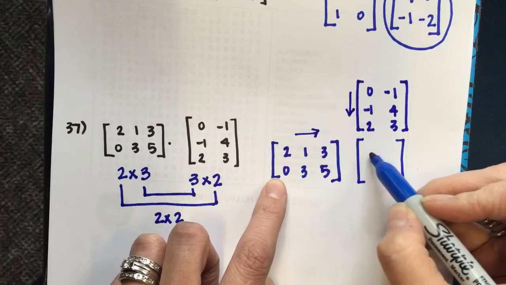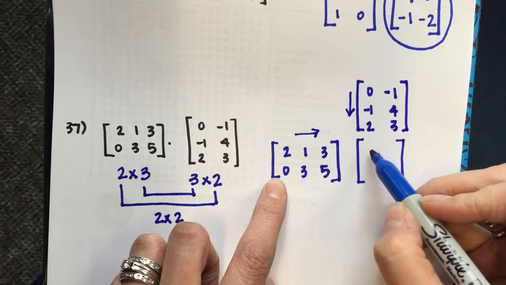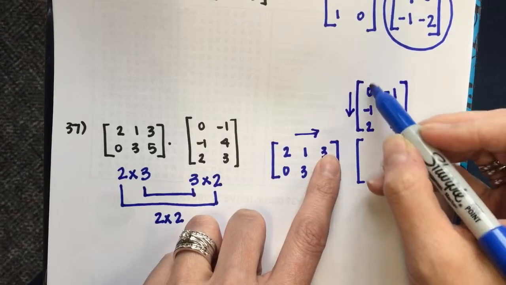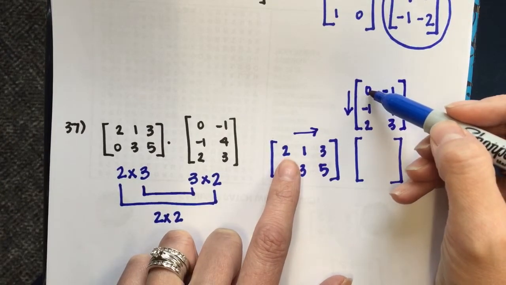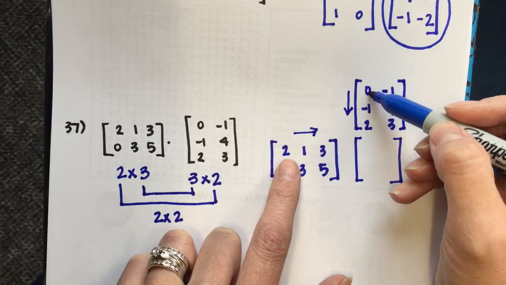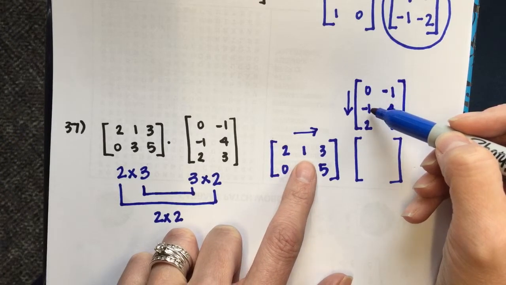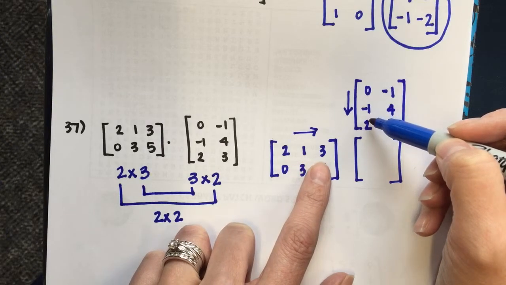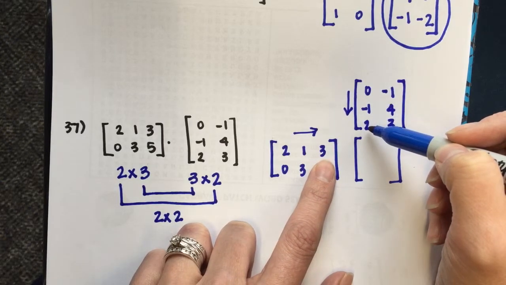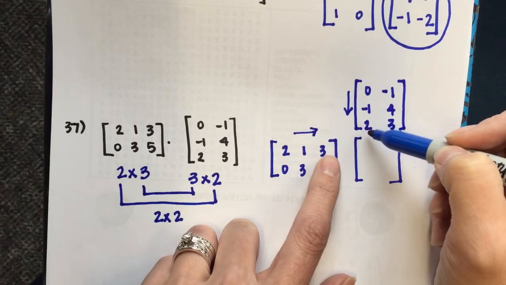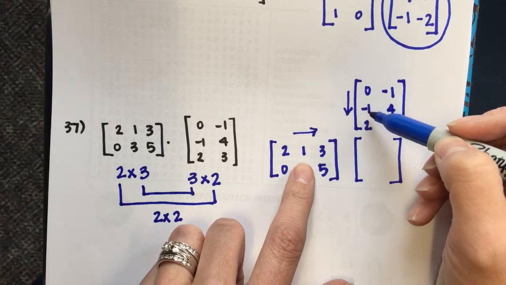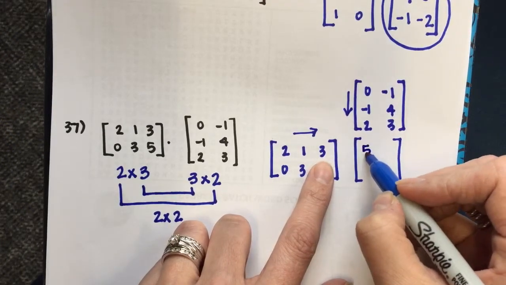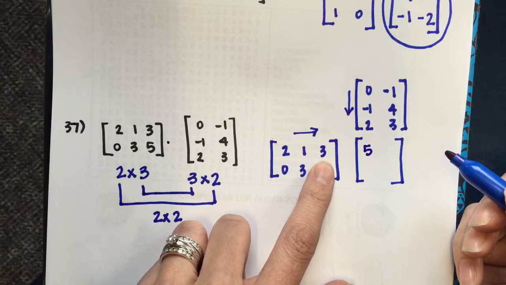So this first spot on the top left corner, I'm going to multiply the top row by the left column. Multiply one number at a time from each of them. 2 times 0 is 0. And then we go to the next number in each. 1 times negative 1 is negative 1. Then keep going because there's another number in each one. 3 times 2 is 6. When you get to the end and there's no more numbers, then you add them all together. 0 minus 1 plus 6 is 5. And that's the answer that goes in your product matrix.